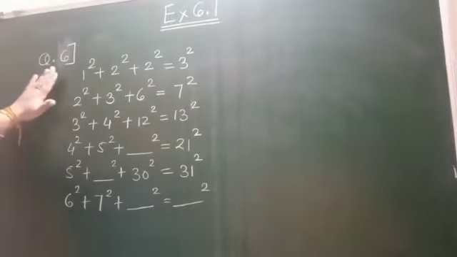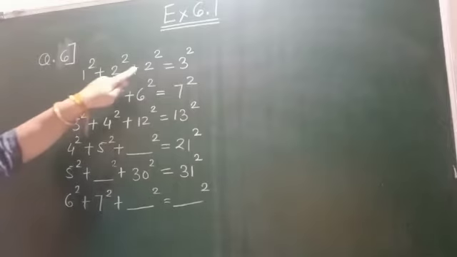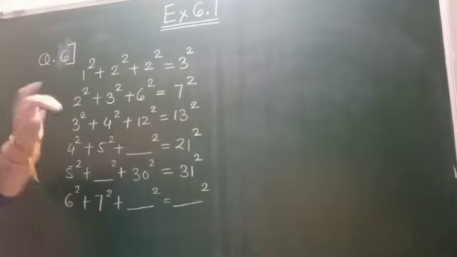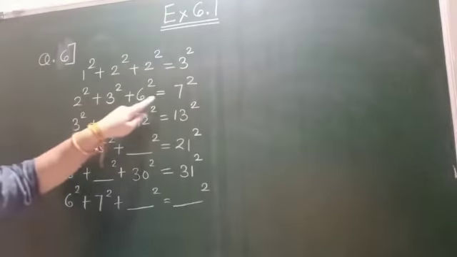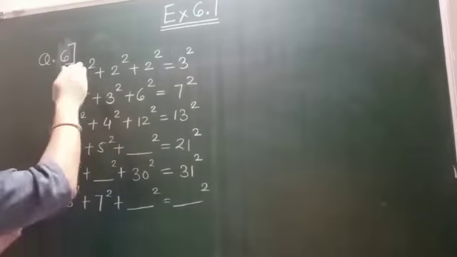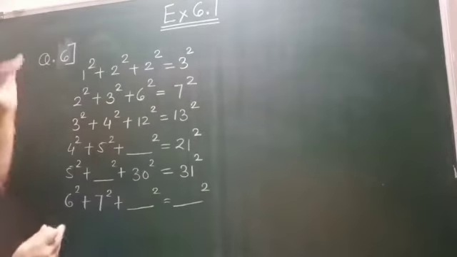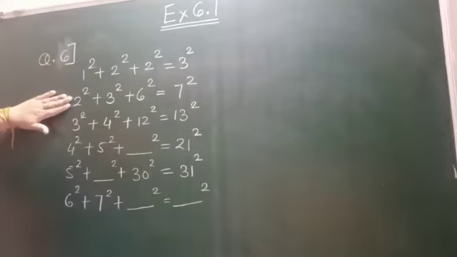Similarly we will complete the question number 6 pattern also. First step: 1 square plus 2 square plus 2 square equals 3 square. Then 2 square plus 3 square plus 6 square equals 7 square. Now you have to find the relationship between the first and second step.